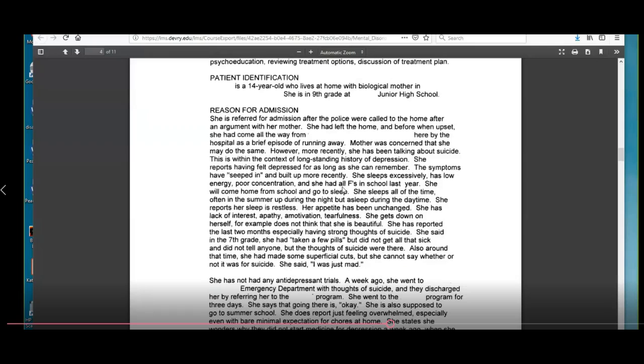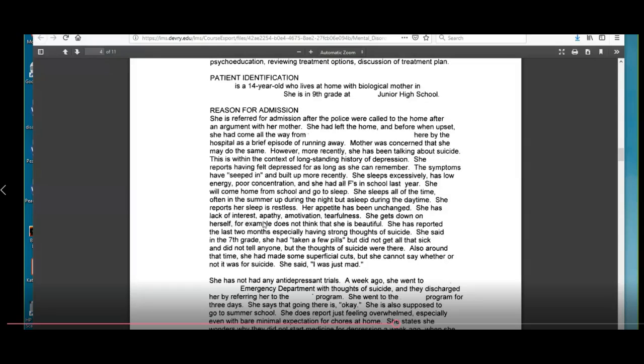This is within the context of a long-standing history of depression. She reports having felt depressed for as long as she can remember. The symptoms have seeped in and built up more recently. She sleeps excessively, has low energy, poor concentration, and she had all F's in school last year. She will come home from school and go to sleep. She sleeps all of the time, often in the summer up during the night but asleep all during the day. She reports her sleep is restless. Her appetite has been unchanged.